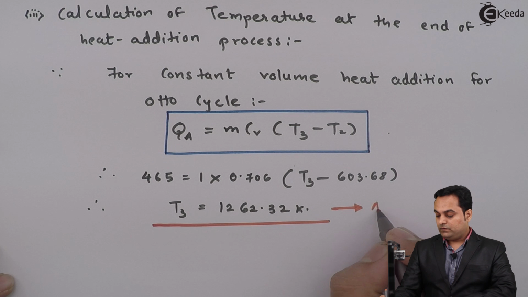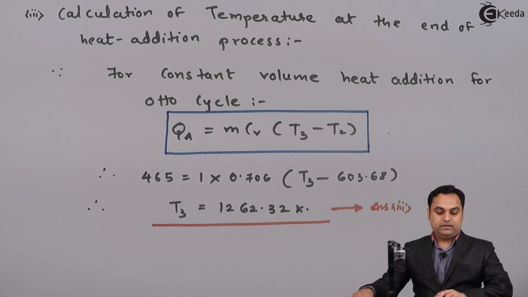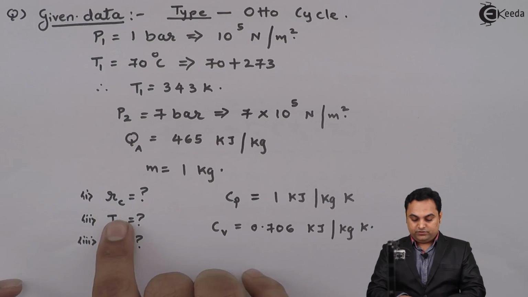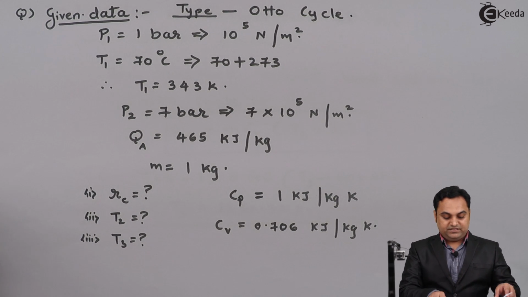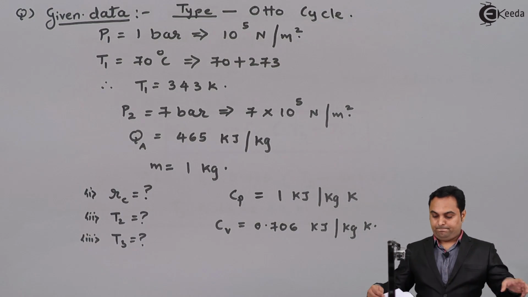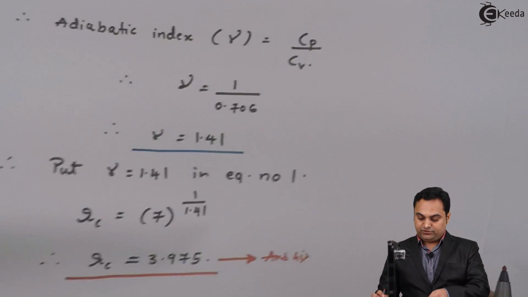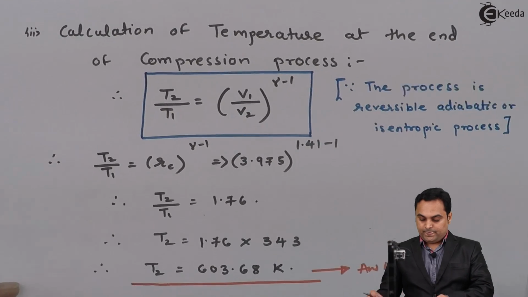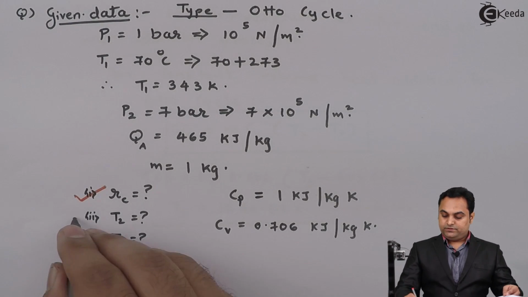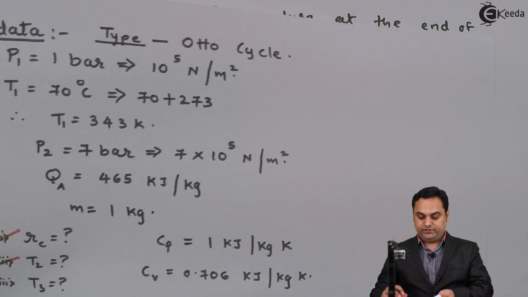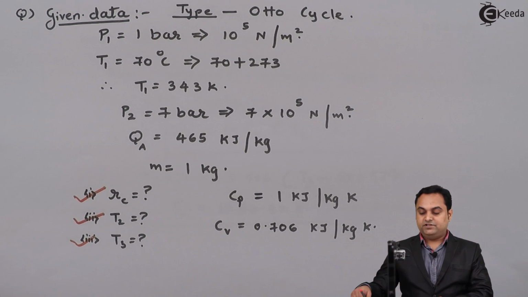This will be the third answer. And if we look into the question, as per the three unknown values, the first one was RC. We found the RC value came out to be 3.975, that was the first answer. Next, T2, the temperature at the end of compression, was found to be 603.68 Kelvin, second answer. And the third part was T3, the answer is 1262.32 Kelvin, and with this we complete the question.